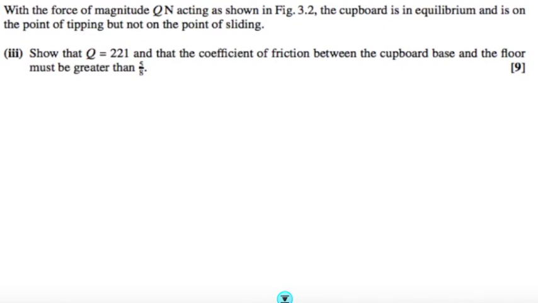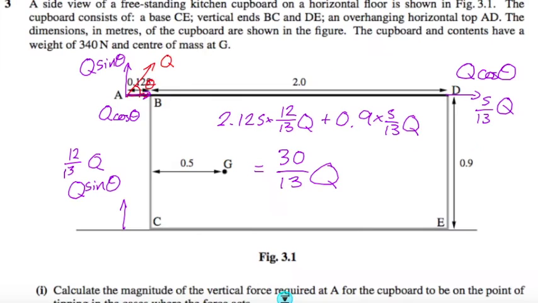Right, with the force of magnitude Q acting as shown in figure 3.2, the cupboard is in equilibrium and is on the point of tipping, but not on the point of sliding. Show that Q is 221 and show that the coefficient of friction between the cupboard base and the floor must be greater than 5/8. Right, so let's deal with that Q equaling 221 to start.